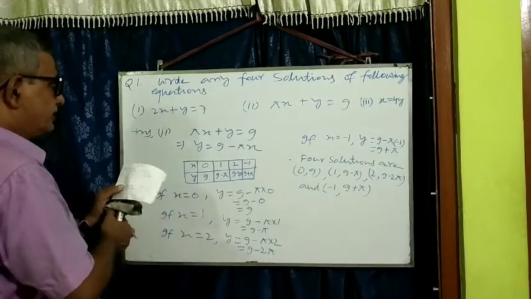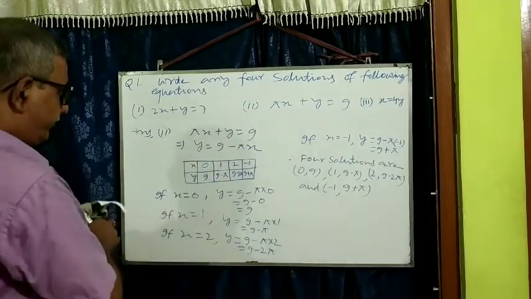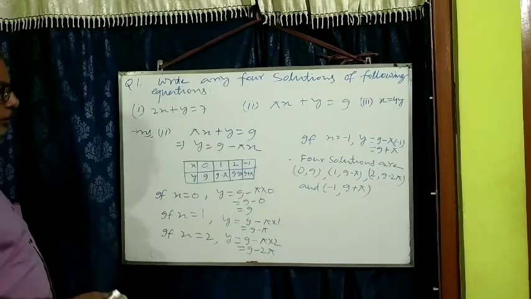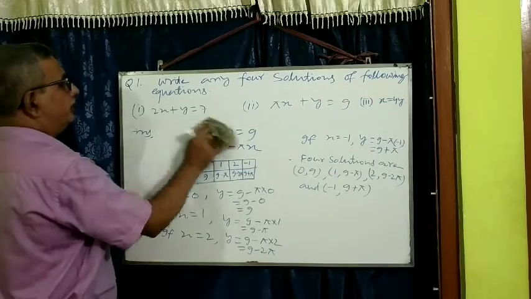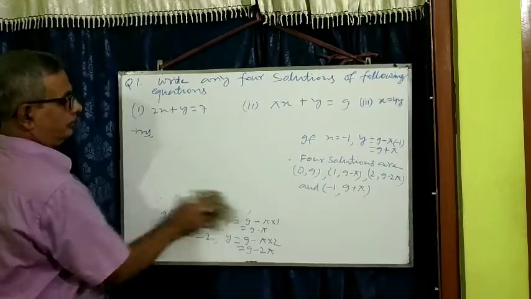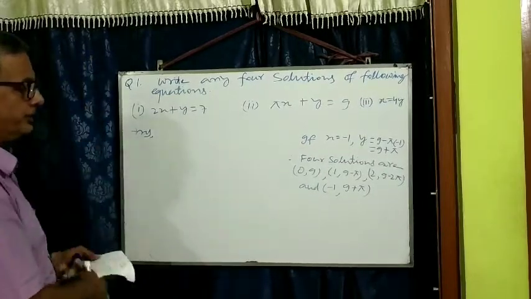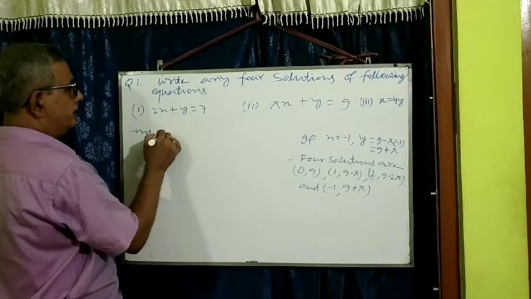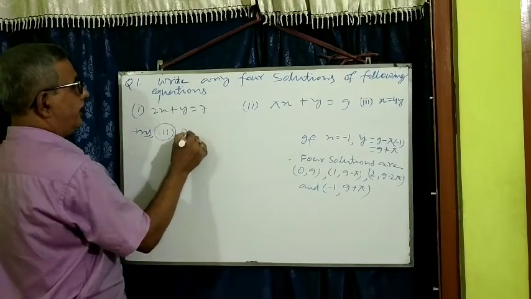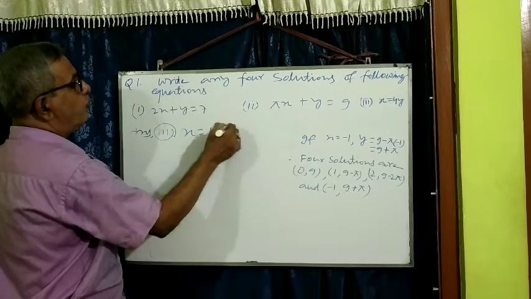I should rub it now. One more is remaining. I think you understood. Now the third one you see, that is x is equal to 4y.